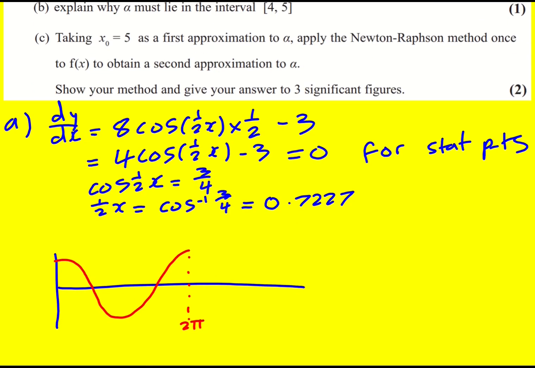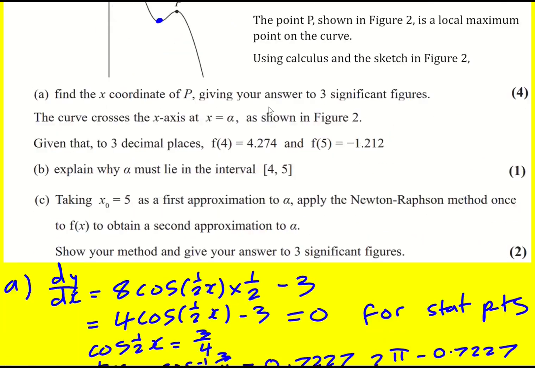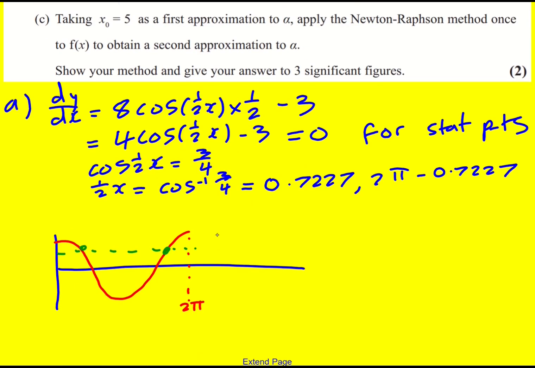Looking at the cos graph, it would be this one, which is 2 pi minus 0.7227. I'm interested in the one after that, the third solution. That's going to give me my value of P. So if I continue the cos curve, it's going to be here, which is actually, using the periodicity, just going to be my original value plus 2 pi. So that's the one I'm interested in.